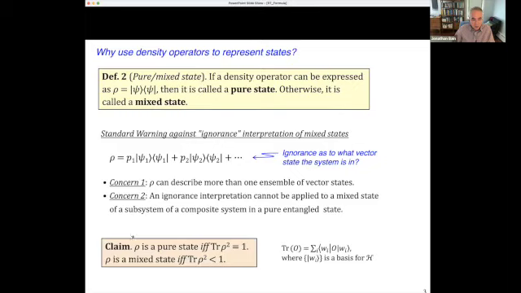There's a quick and dirty test to determine whether or not a density operator is pure or mixed. If the trace of its square is equal to one, you can demonstrate that that entails it's pure. And if the trace of the square of the density operator is less than one, then the density operator is mixed. Recall that the trace of an operator is the sum of the diagonal elements of a matrix representation of it with respect to some basis.